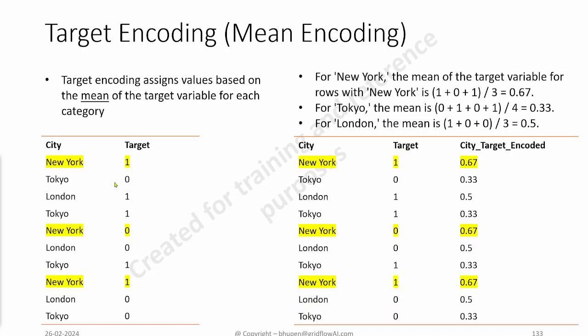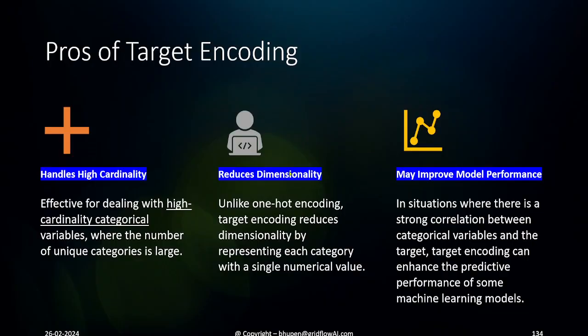Tokyo, how many places? 0 and 1 and 1 and 0. So just add them up and divide by 4, so that's 0.33. And likewise, for other values also, you're going to convert it, counting how many places, wherever it is appearing in the target. So essentially, the target has to be defined and the target should be numeric. And based on that, you can compute the encoding for the categorical variable.